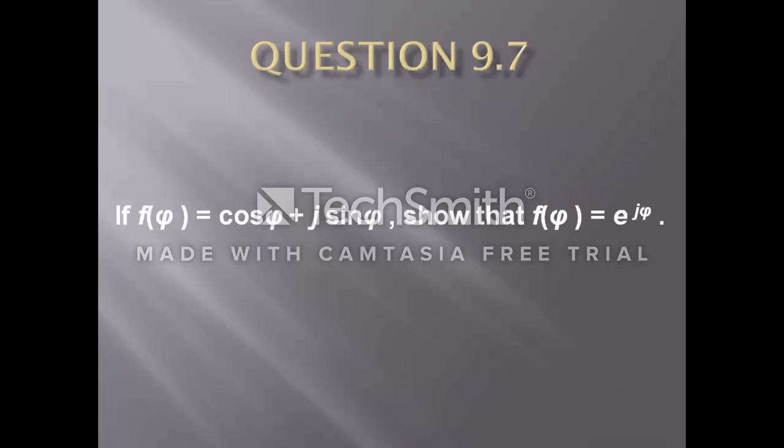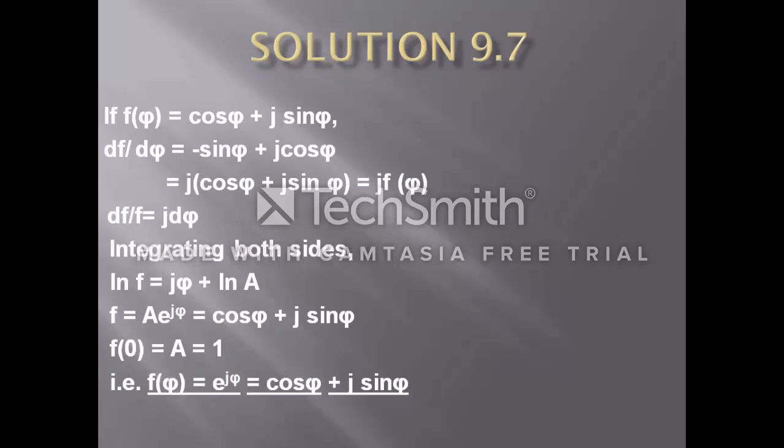The question is: if f of phi is equal to cos phi plus j sin phi, show that f of phi equals e to the power j phi. So the solution for this question is, if the given equation f of phi is equal to cos phi plus j sin phi is differentiated with respect to phi, we would get minus sin phi, which is the differentiation of cos phi, plus j cos phi, which is the differentiation of j sin phi.